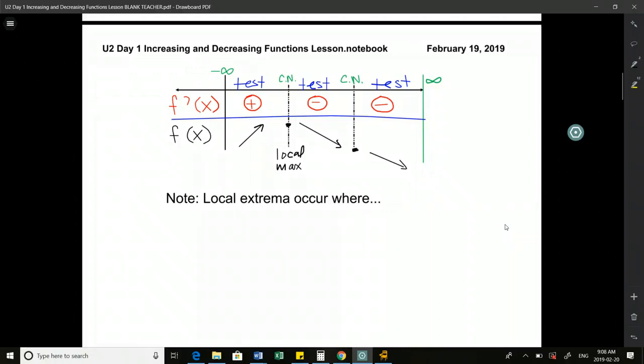It's neither, yeah. So if there's no change from negative to positive or positive to negative, this is going to be neither. So likely what's happening here is we have a curve that goes like this, and then it continues downward. Okay?